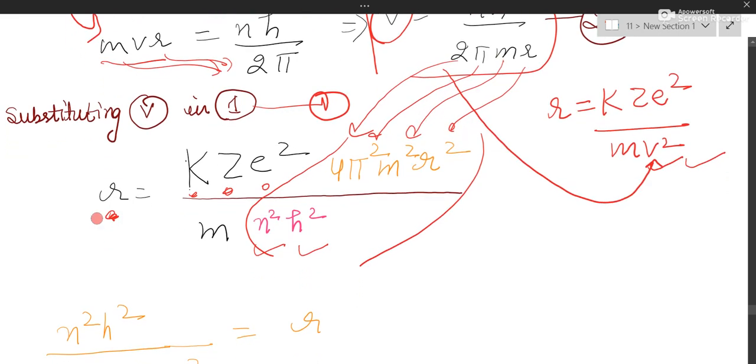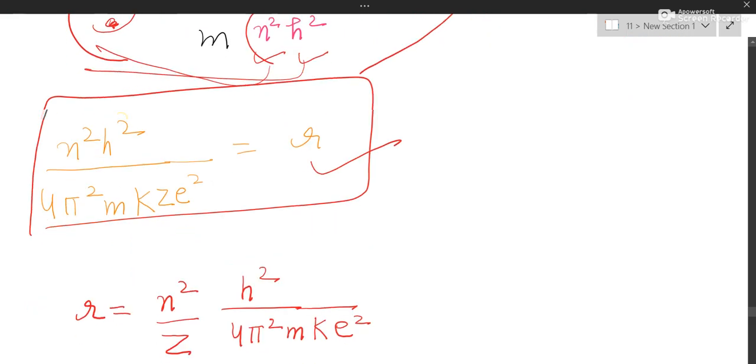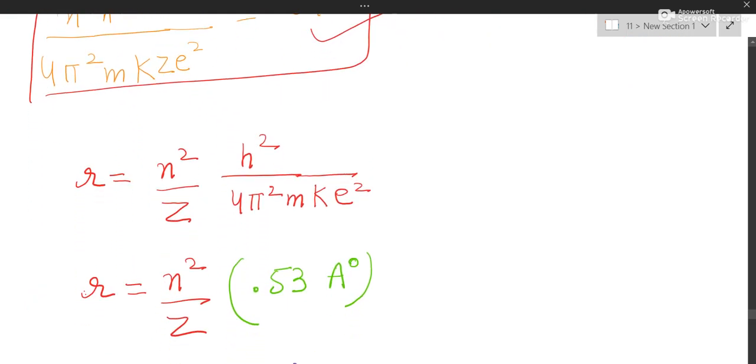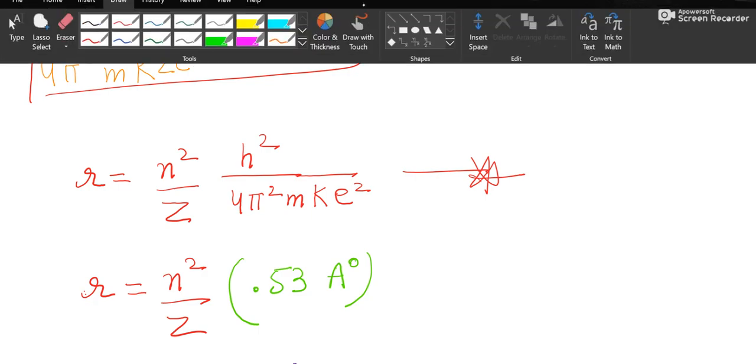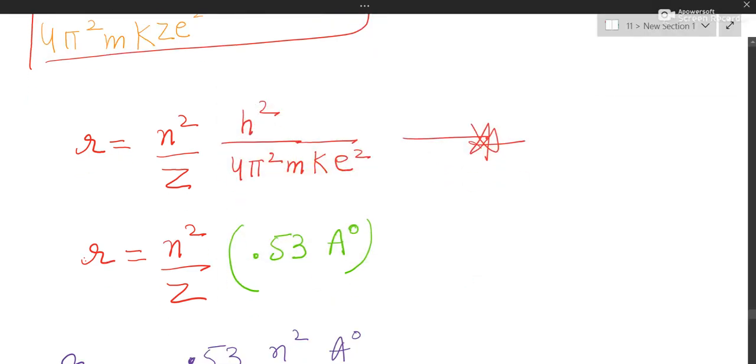Now you can see r single power is there and r double power is there, so one power will be cancelled. So r will be this. You can bring these quantities to this side and the upper quantities downward, and you will be ready with the expression for radius. This is the expression of radius. We have to keep in mind that the expression of radius must not contain velocity. That's all we have done.